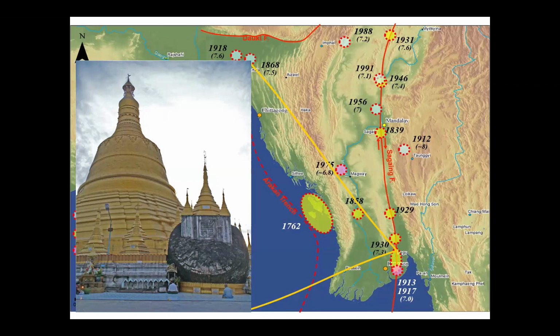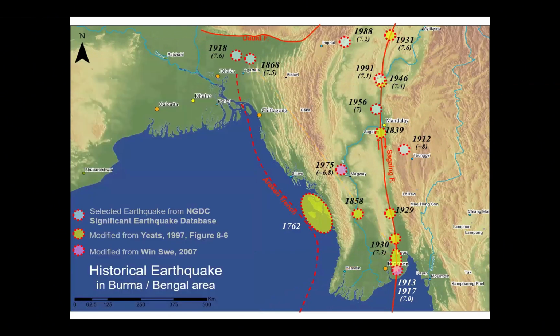So for the Sagaing Fault, there are so many historical earthquakes that we can study, and we have a lot of information. However, if you go to the coast, the only historical earthquake along this part of the trench, which is the Arakan Trench, is 1762, and that's the only historical large earthquake that occurred in this place.